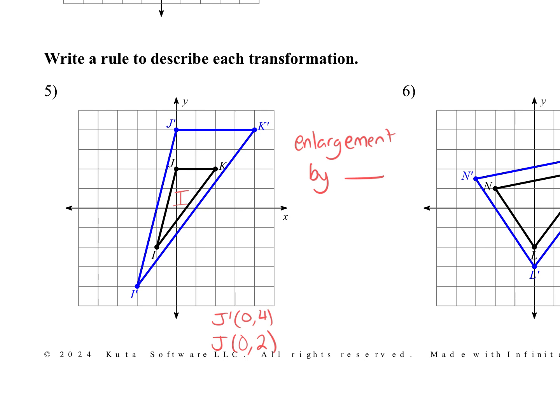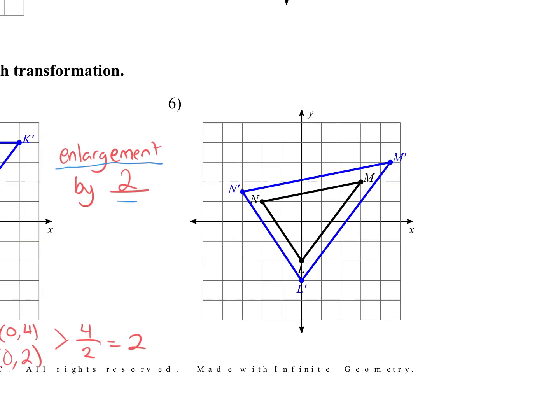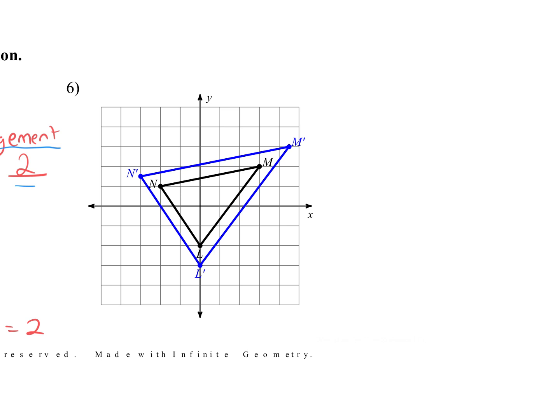So 4 divided by 2 is 2. So it was an enlargement by 2. So we had a dilation of 2. When you write these, this statement should match your scale factor. If it doesn't, you obviously have one of them wrong. Let's look at number 6. First of all, which one's the original?